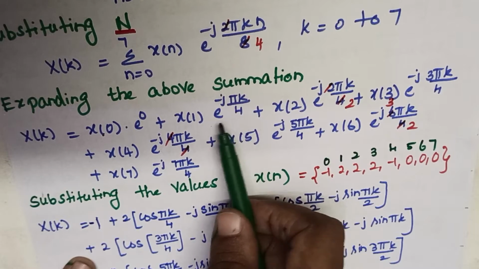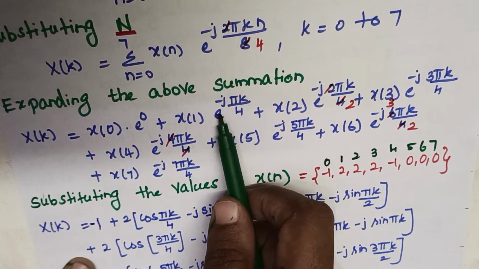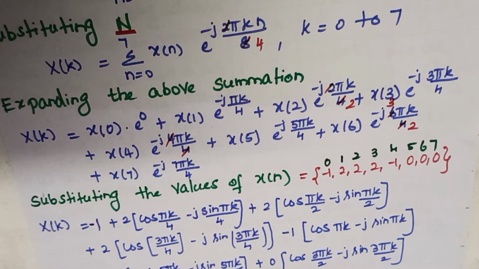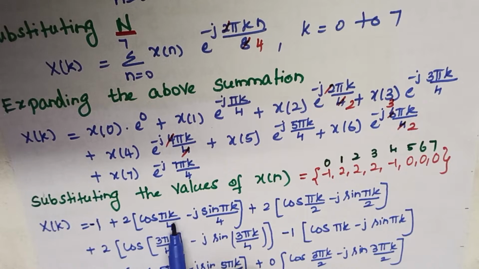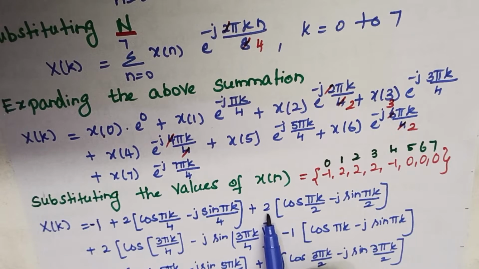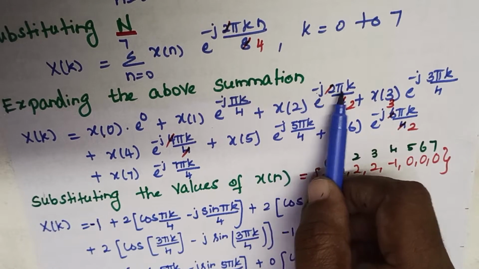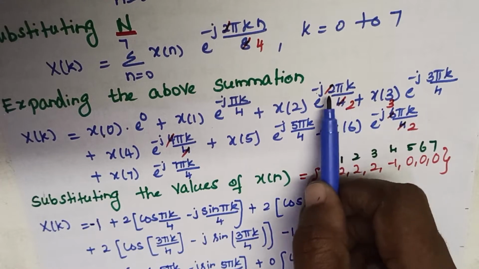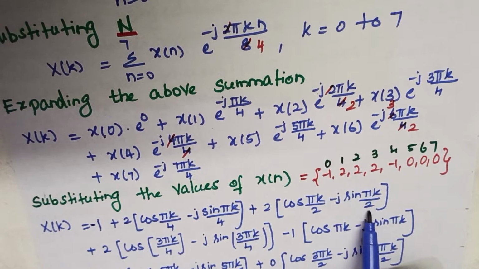And you have a complex term which is e power minus j pi k by 4. We know that e power minus j theta in general is cos theta minus j sin theta. So e power minus j pi k by 4 can be written as cos pi k by 4 minus j sin pi k by 4. And x of 2's value is 2. We are substituting it here as 2. We are left with the exponential term. After simplification, it is e power minus j pi k by 2. If we expand this, cos pi k by 2 minus j sin pi k by 2.